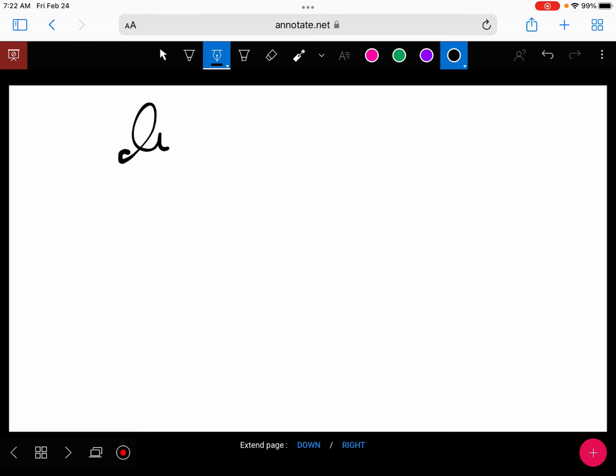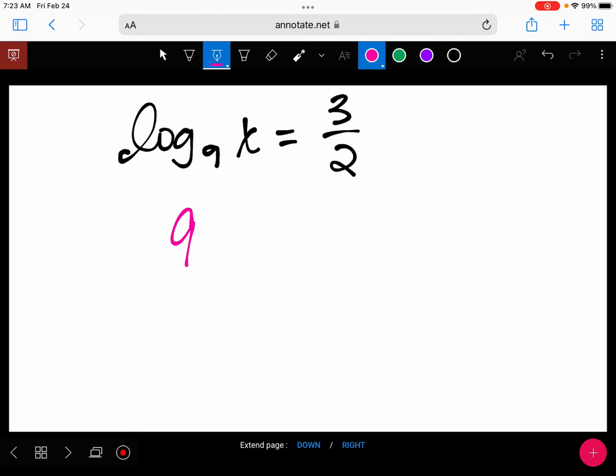So we're solving log base 9 of x equals 3 over 2. How can we rewrite this in a form we better understand? Yeah, exponential form. So what's our base? 9. Our power? 3 over 2. And x. Okay. So we're solving for x, which means we just need to simplify our left side.